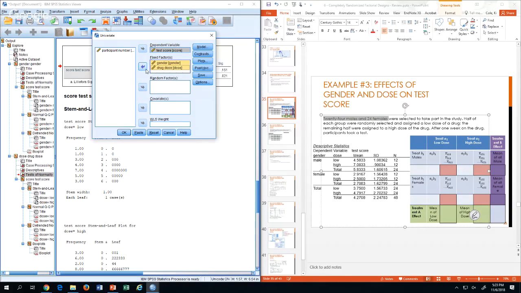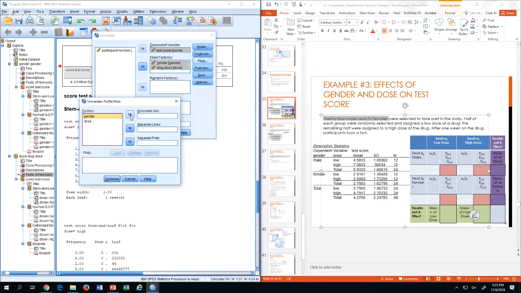I would like the plots because, to me, I like to be able to visualize if there's an interaction. So for the plot, I'll put gender horizontal and dose to separate lines and click add. And then I'll do it the other way too, because sometimes if we look at it from a different perspective, we might notice something that we wouldn't have otherwise noticed. And continue.